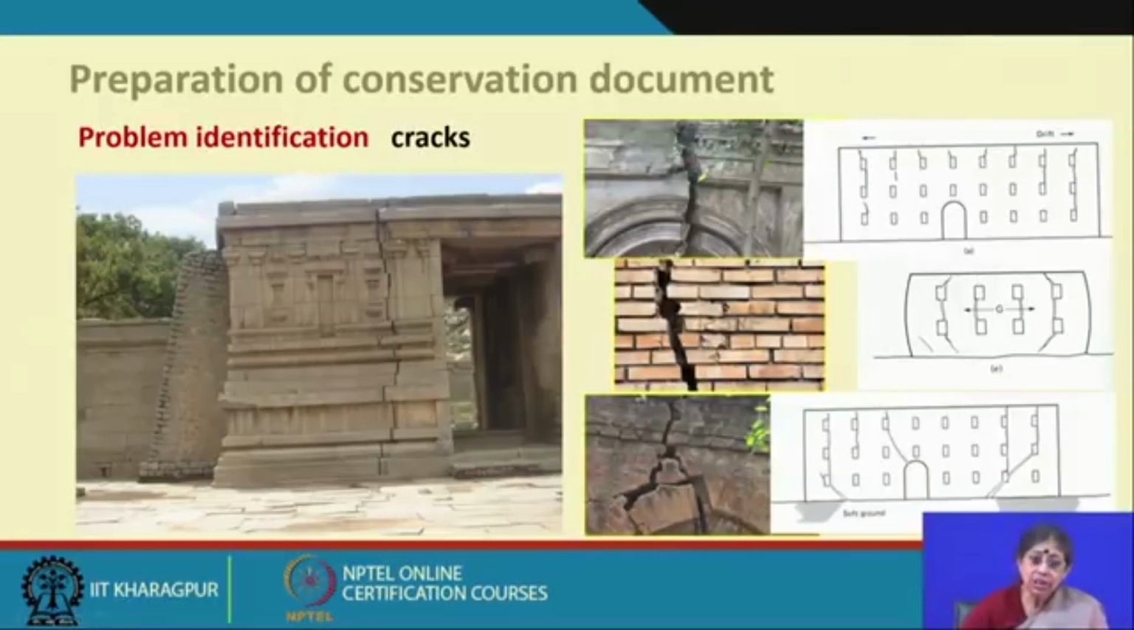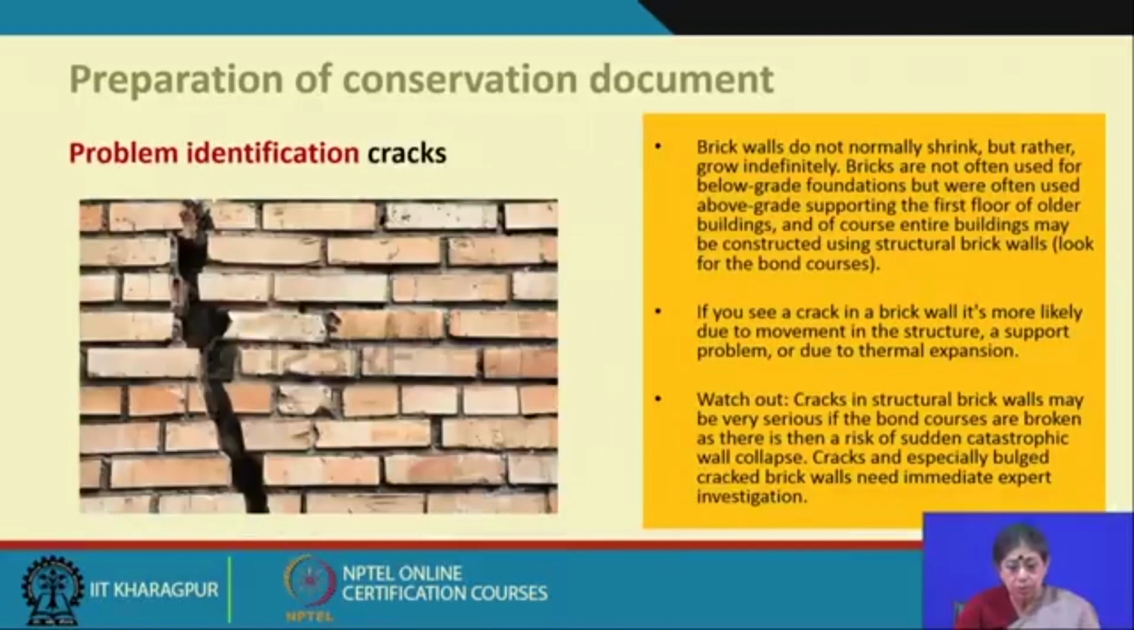And why the structure is cracking may have something to do with the foundation, or with the vegetation growth, or sometimes with other causes or wrong repair measures, or sometimes maybe the initial construction was not done properly. So, there may be many causes. These have to be recorded, and this is a part of the conservation document.